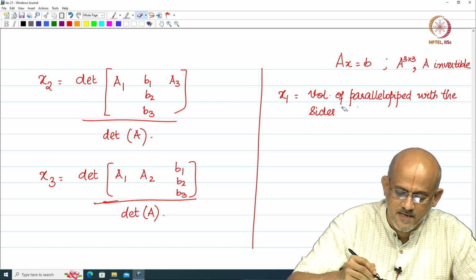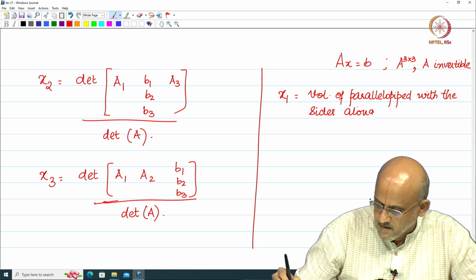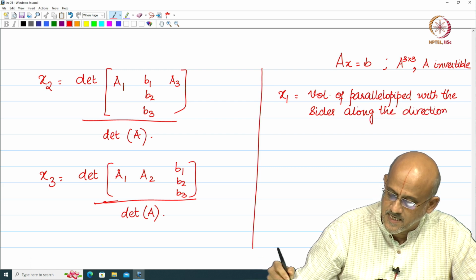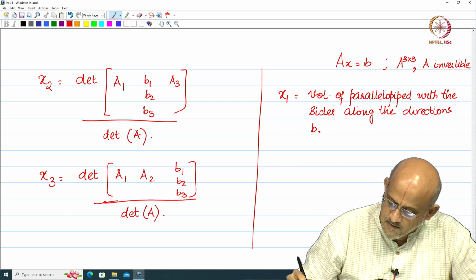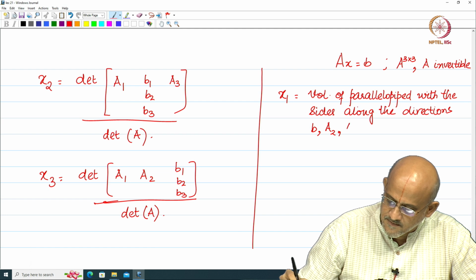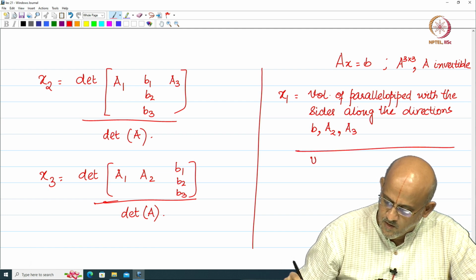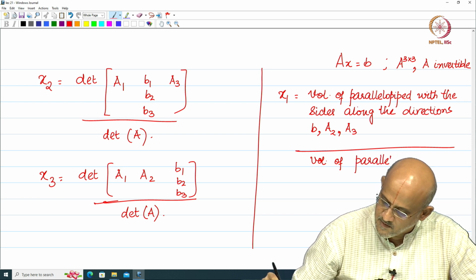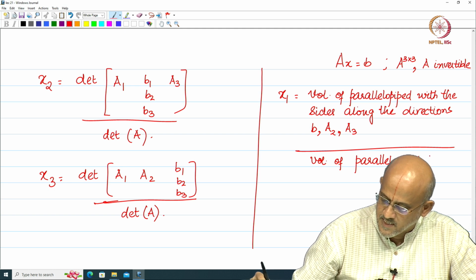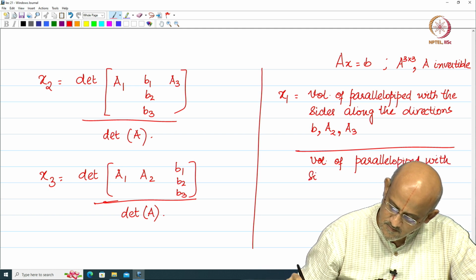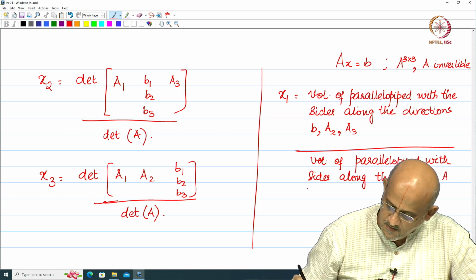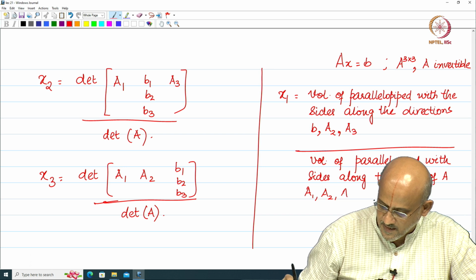with sides along the directions of B, A2, A3, the parallelepiped has sides along these directions B comma A2 comma A3, divided by the volume of the parallelepiped which corresponds to the parallelepiped with sides along the columns of A, namely A1, A2, A3. Now, how does that look like?